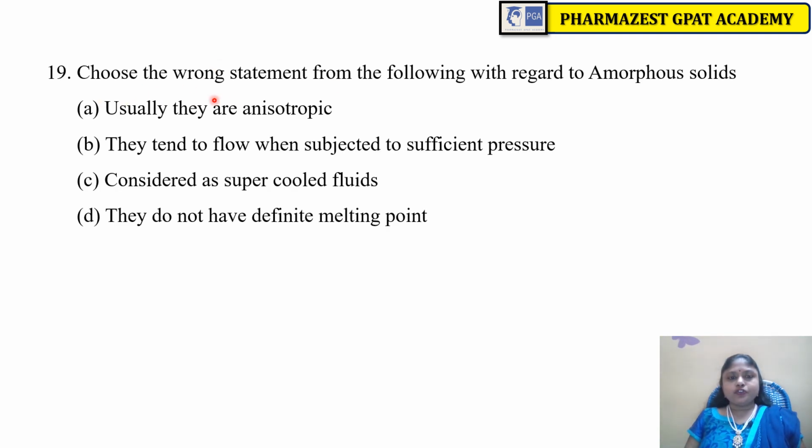The next question is, choose the wrong statement from the following with regard to amorphous solids. The options are A. usually they are anisotropic, B. they tend to flow when subjected to sufficient pressure, C. considered as supercooled fluids, D. they do not have definite melting point. So what is the right answer? The right answer is usually they are anisotropic. Here the question asked is to choose the wrong statement. When you know the properties of amorphous solids, then you can easily select the statement which is wrong. That means they are not anisotropic.